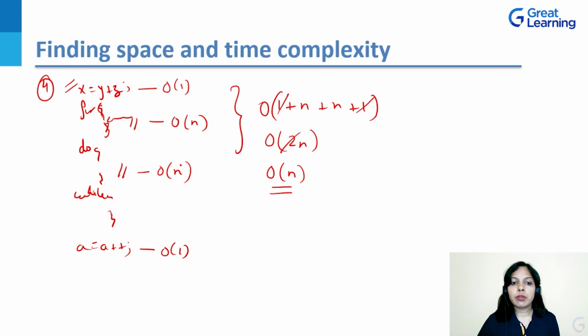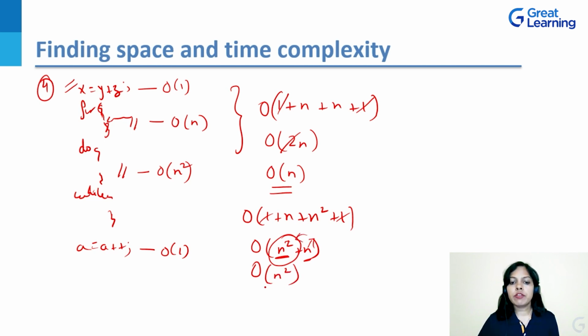Suppose one of the time complexities had been O of n square. In that case it will be 1 plus n square plus 1. Constants will again be removed, so it will be n square plus n. Again you see, compared to n square, n is a smaller value. So our main focus should be on the bigger values, because the smaller one becomes negligible in front of it. So our total time complexity will be O of n square only.